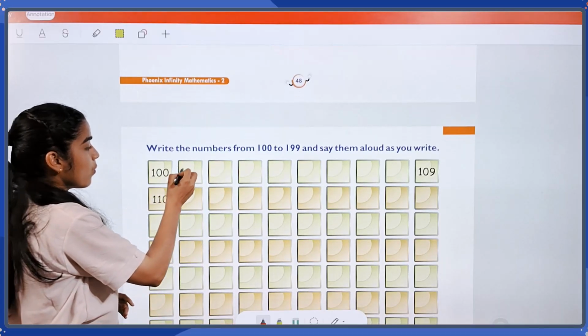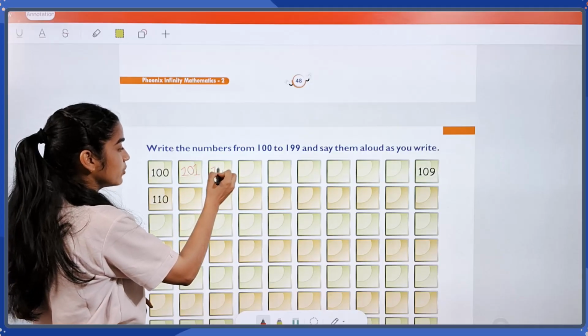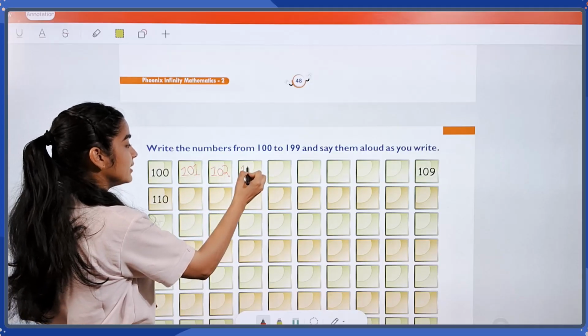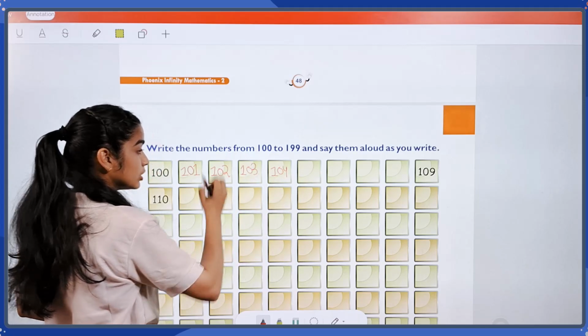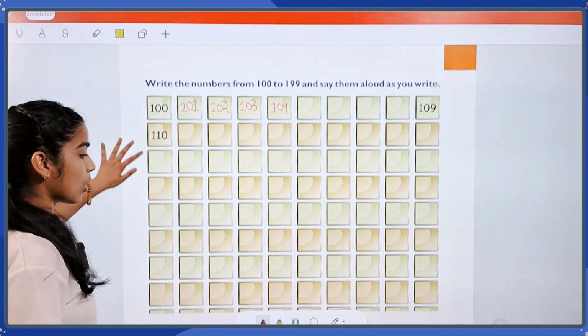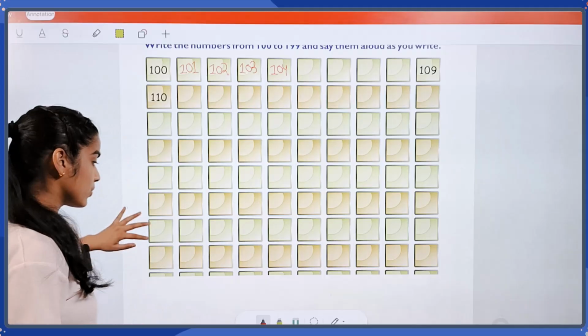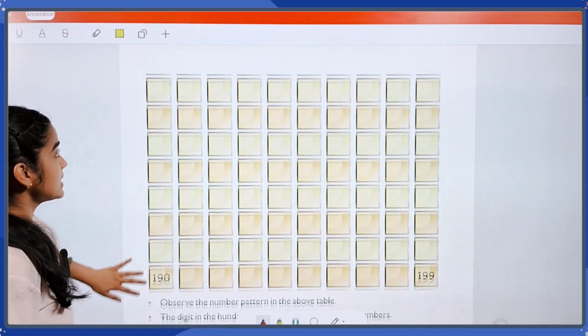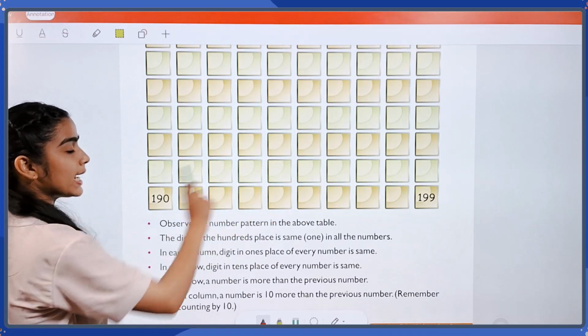100, 101. Well done. 102, 103, 104. In the same way, you have to start your counting from 100 to 199. Okay, students? So, in the same way, you have to write your counting from 100 to 199.